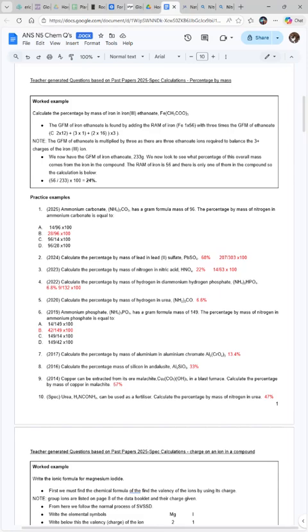Yes. So lead on its own is 207. We can get that from the data booklet. Divided by 303, which is the overall mass of lead sulfate, and times by 100 gives us 68%.